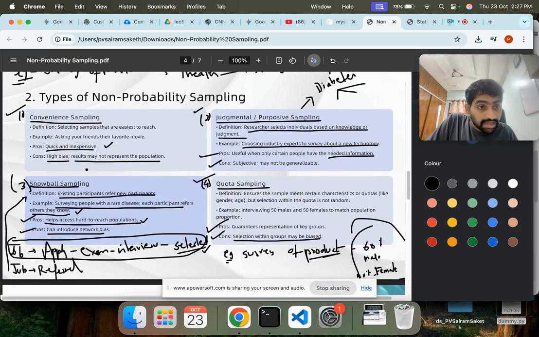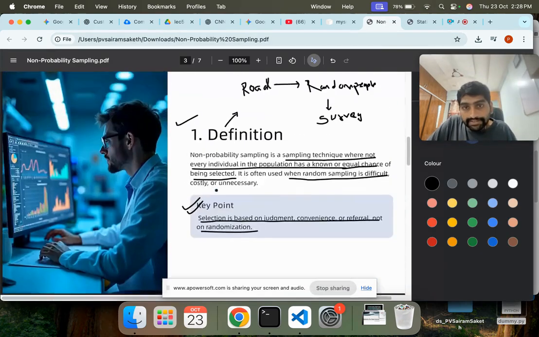Now, snowball sampling means what? Let's say you are applying for a job, you have to go through all of this process. But in snowball sampling, instead of doing all of this process, you will just use the referral policy. And in the fourth, quota sampling, let's say you launched a particular product and you want to take the survey. If someone working in my company who makes this product, can he say something bad about my product? He cannot. So these are the four types of non-probabilistic sampling.